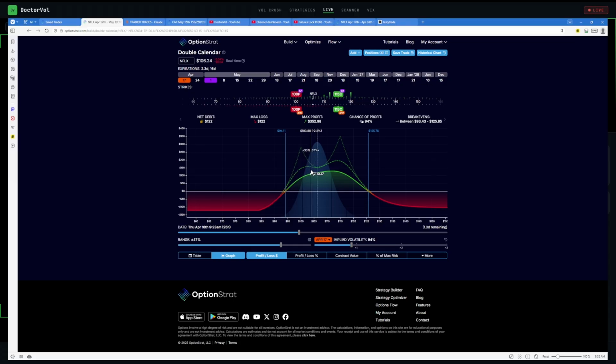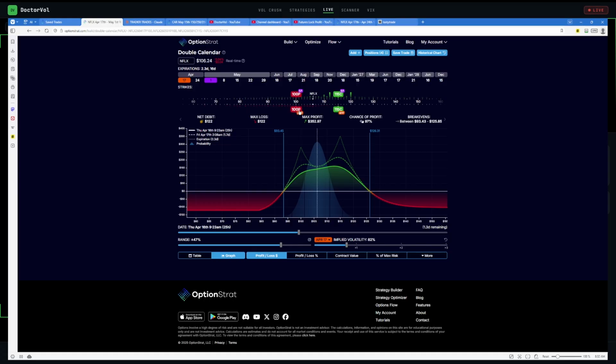Then take advantage of that vol crush. It's called volatility crush. That's what happens when the front month has the announcements and the vol, the uncertainty, leaves the market. It's called vol crush. All right, so that's basically what we're looking at with the double calendar. You want to center your strikes right around high open interest, tight bid-ask spreads, and then also around the expected move.